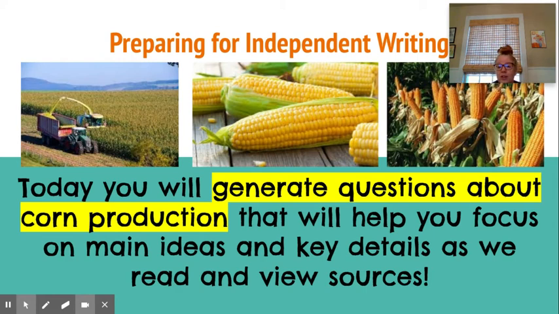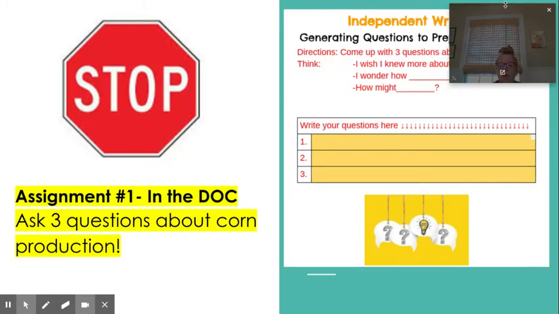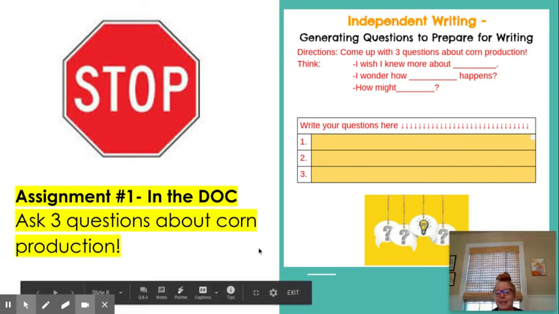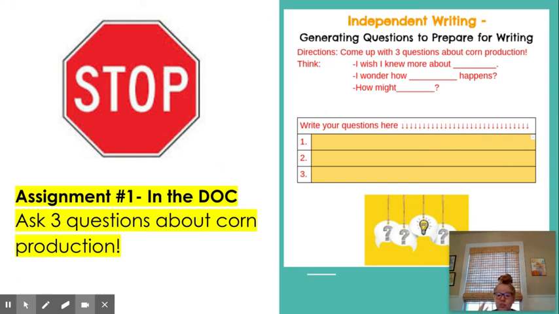Those might be some questions that you have. So your first assignment today is to go to the Google Doc that is linked along with today's date and assignment, and you're going to write 3 questions that you have about corn production. Okay, there's no right or wrong answers here. It's what questions do you have?